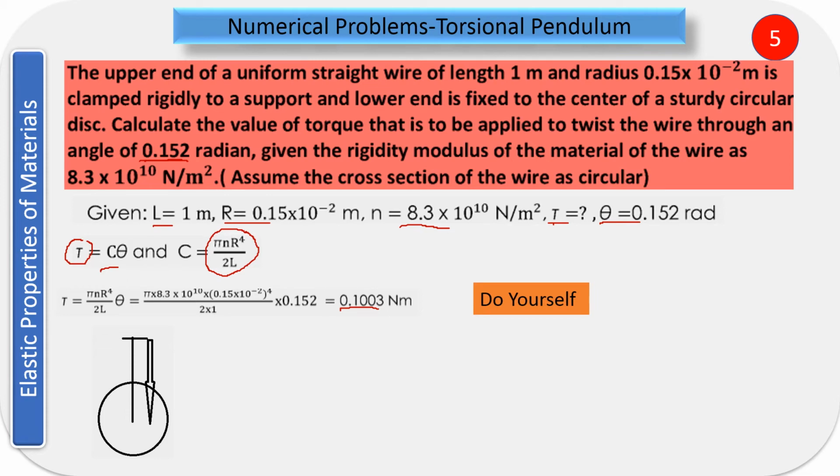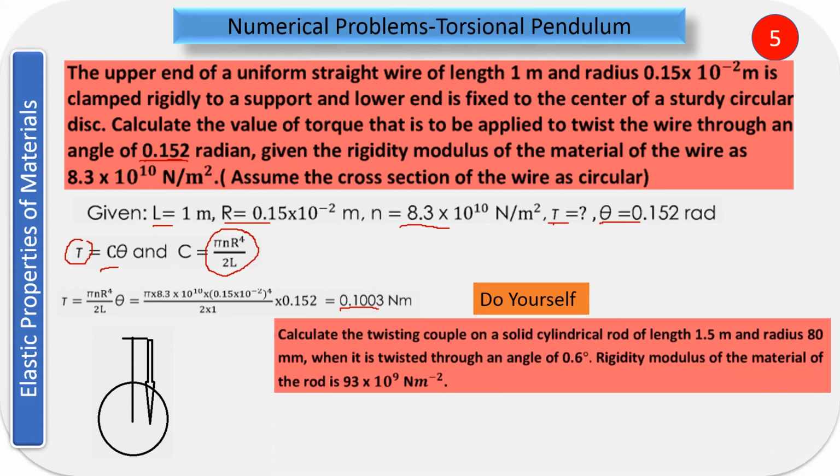Now a similar type of problem is for you also. So now you read this problem. Calculate the twisting couple on a solid cylinder rod of the length 1.5 meter and the radius 80 millimeter. 80 millimeter means 80 into 10 to the power minus 3 meter, right? Its length has been given, 1.5 meter, and calculate the twisting couple. That is, you have to find out what is the value of the C, right?